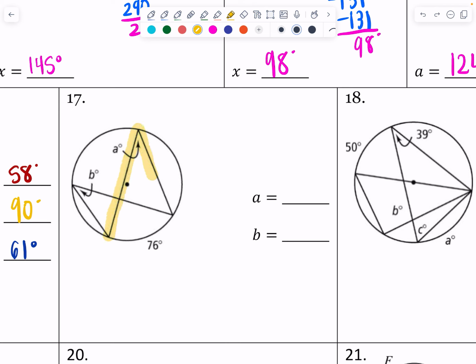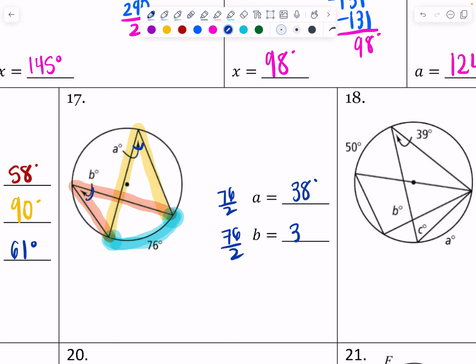Okay, on number 17, I see two inscribed angles. I see an inscribed angle at A, and I see an inscribed angle at B, and then I notice that both of these inscribed angles are opening up to the arc 76. So we know that these are going to be congruent because the process is going to be 76 divided by 2 for both of these. So those should be congruent to each other. That is going to give me 38 degrees for both of these angles. Because they open up to the same arc, they should have the same measure. Those are congruent angles, and so they're both 38 degrees.